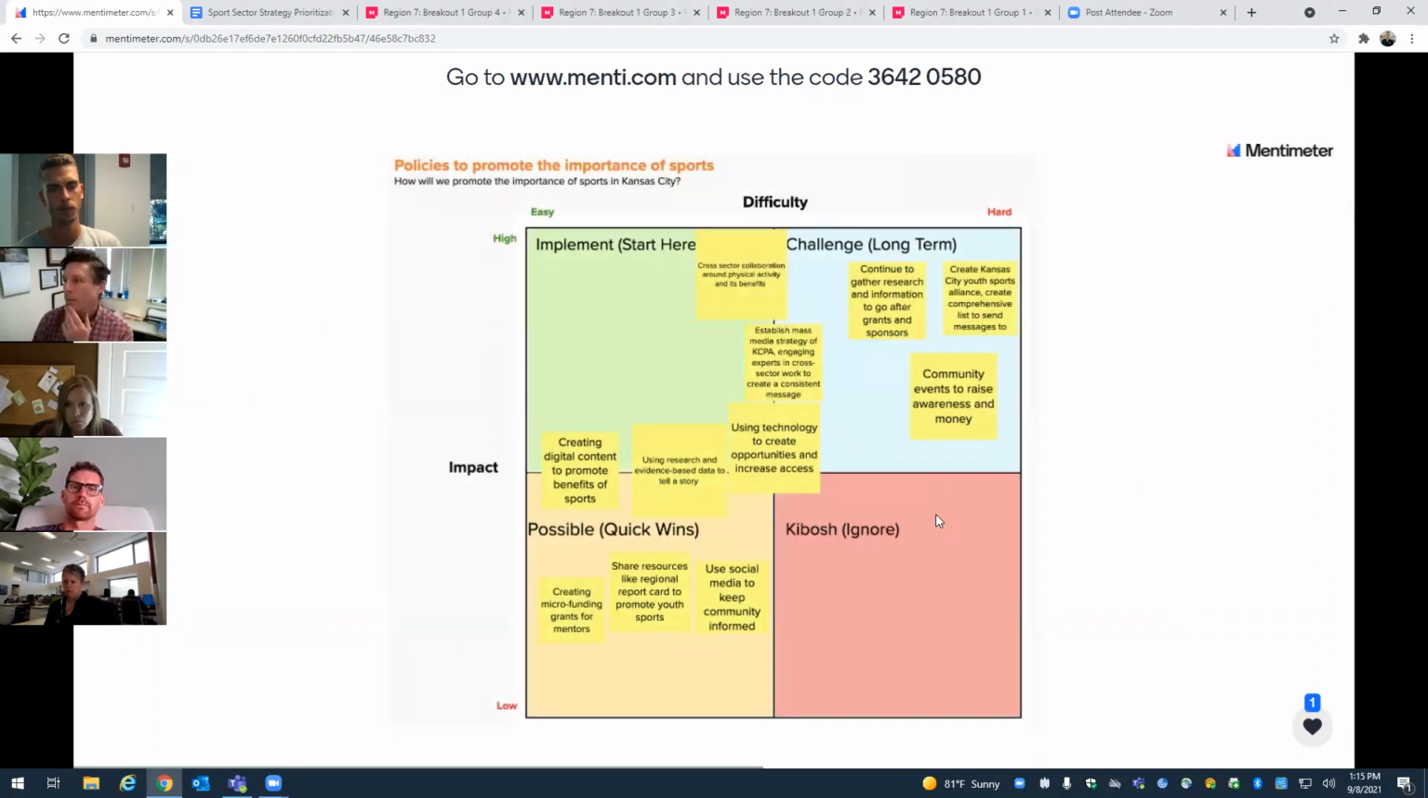We covered policies to promote the importance of sport. If we start at the top, we can look at some of the highest impact ideas. Cross-sector collaboration around physical activity and its benefits, continue to gather research and information to go after grants and sponsors, creating a Kansas City Youth Sports Alliance to create a comprehensive list to send messages to, community events to raise awareness and money. We have establishing a mass media strategy of KCPA, engaging experts in cross-sector work to create a consistent message.